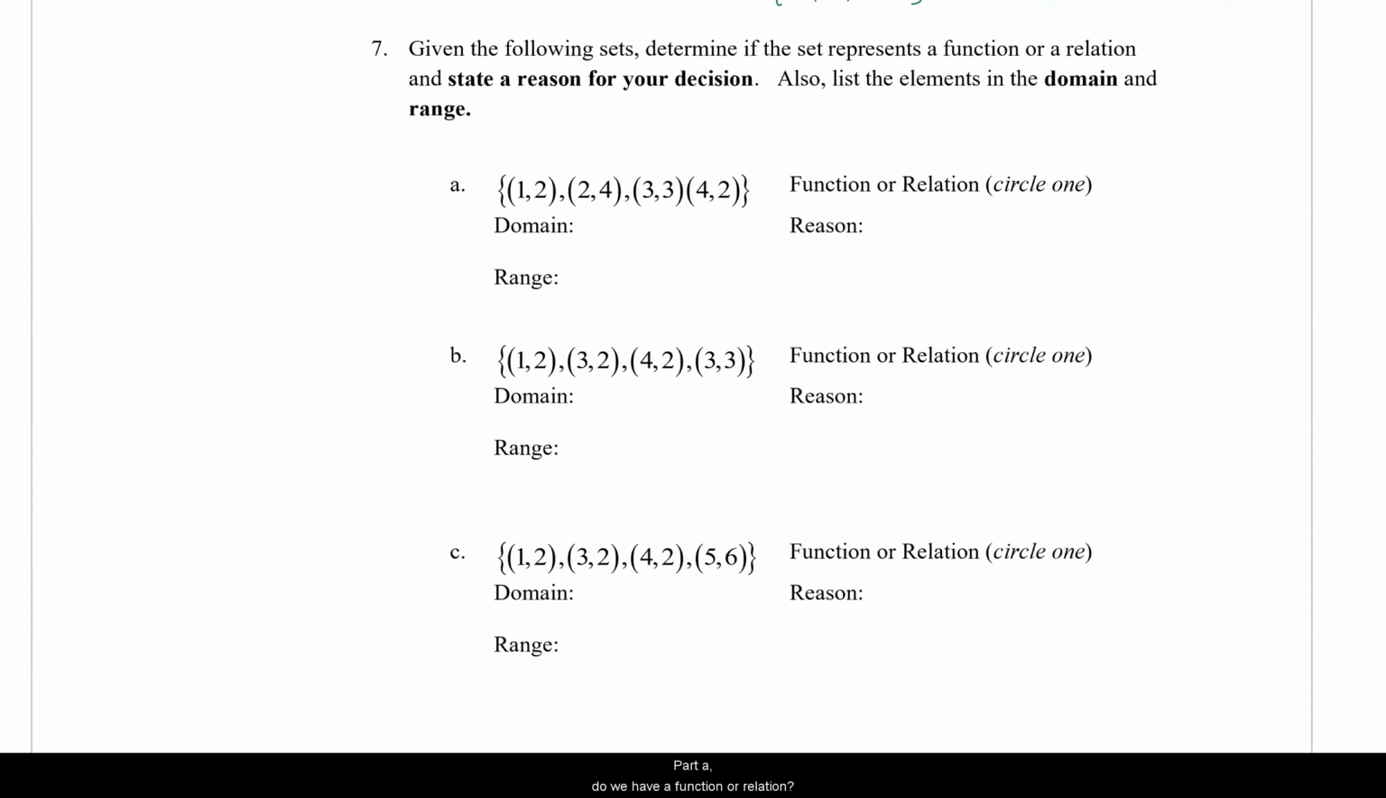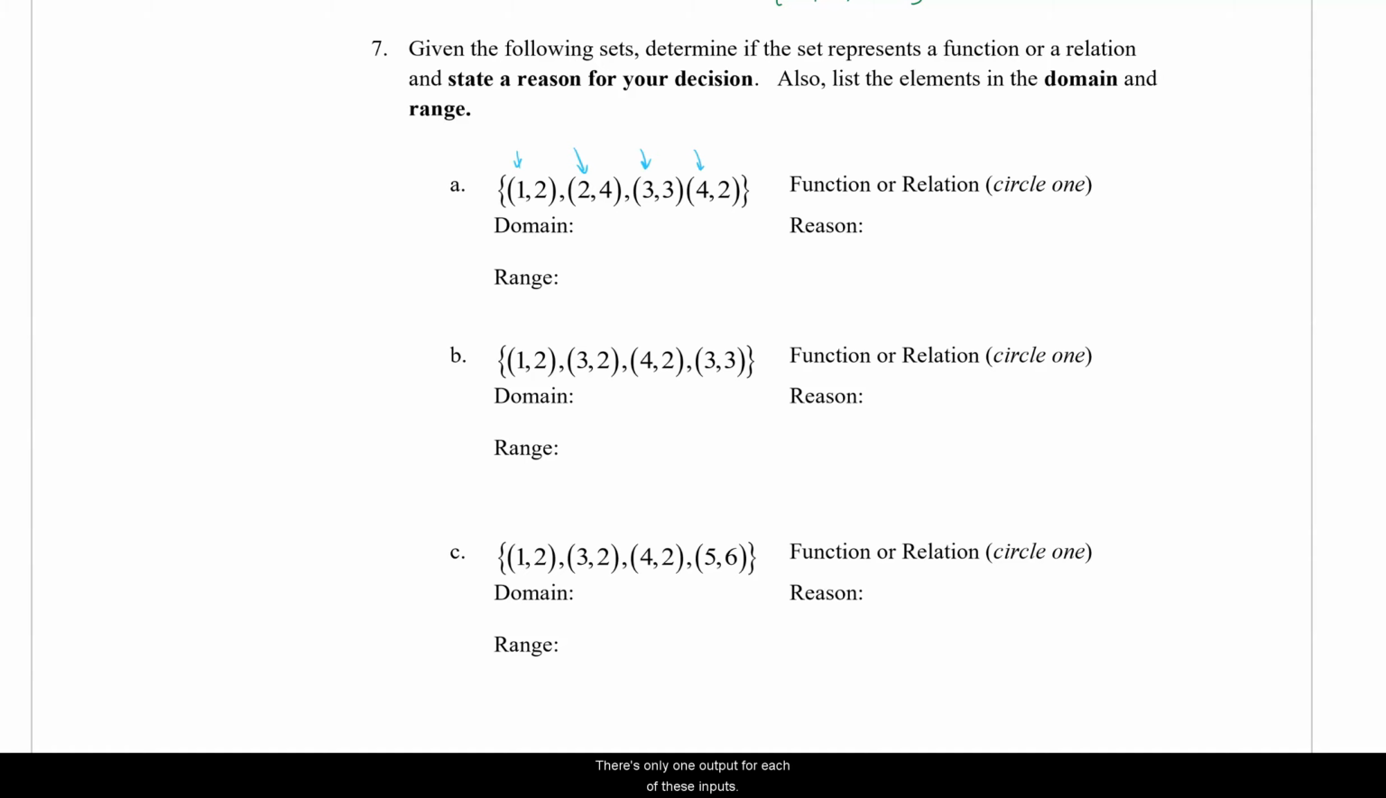Part A, do we have a function or a relation? Look at the inputs, the first numbers, 1, 2, 3, 4. They are all different. Because they are all different, we know that there's only one output for each of these inputs. This is a function. Reason, exactly one output for each input.